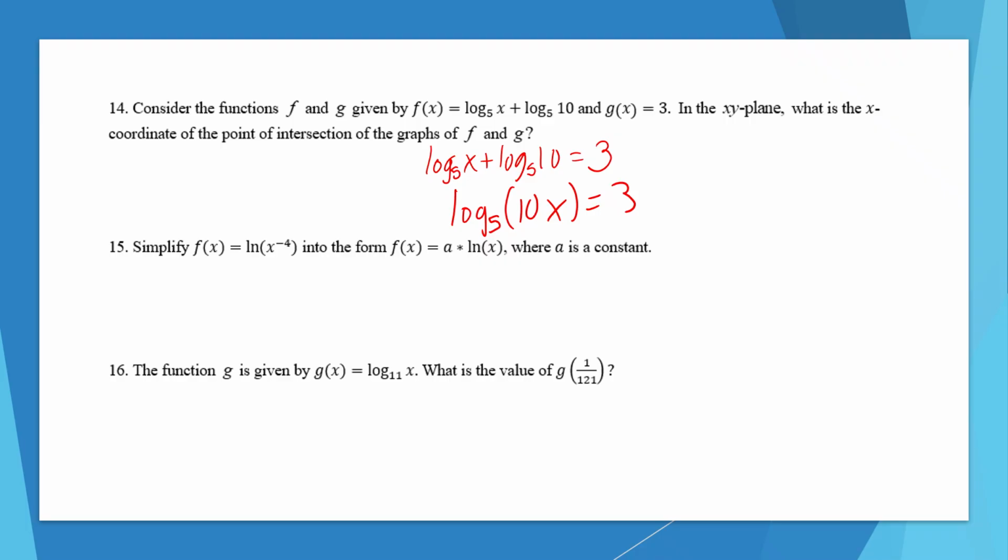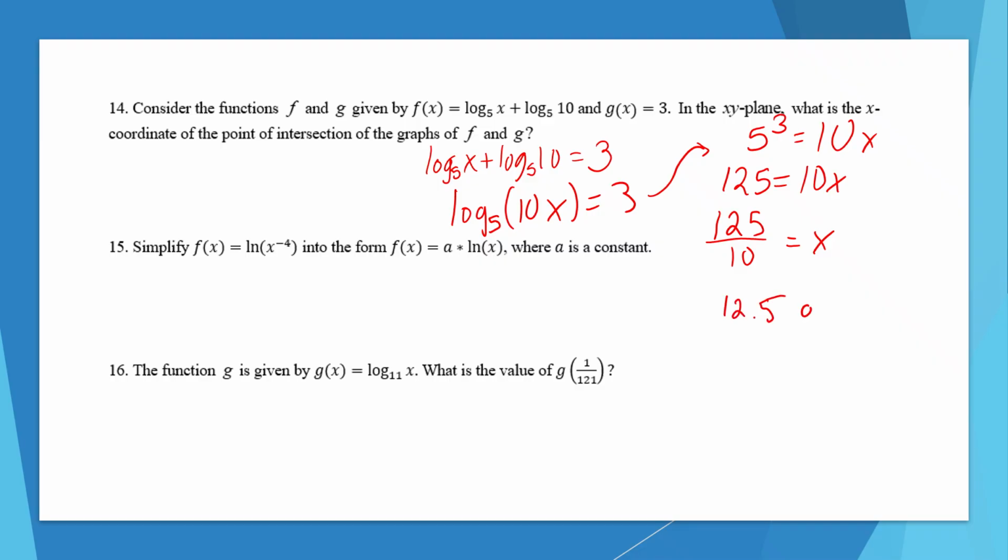Then let's convert this to exponential form. So that's going to be 5 to the power of 3 equals 10x. 5 cubed is 125, equals 10x. And so 125 divided by 10 is going to be 12.5. Or you could have 25 over 2 as your x value. So either one of those would be acceptable as an answer here.